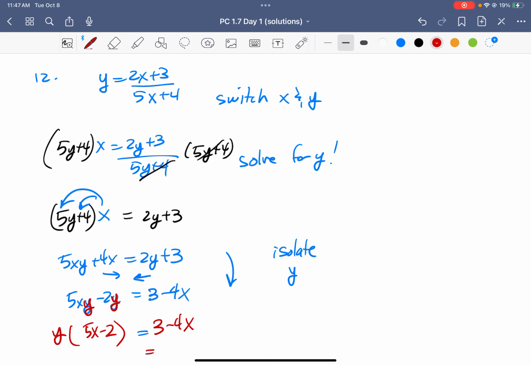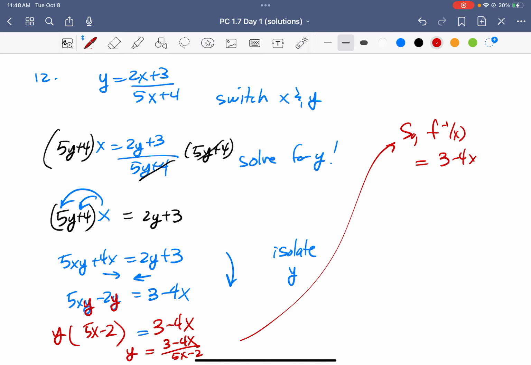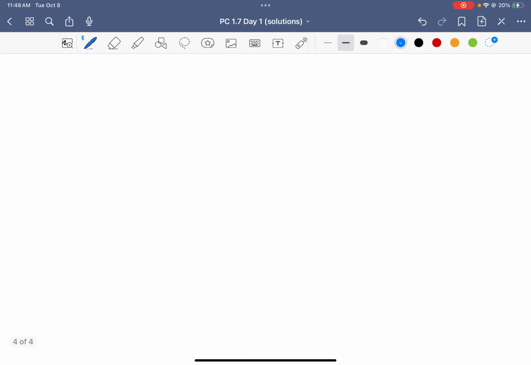And why is that great? Because now I can just divide. And I get this divided by this is our inverse. So f inverse is just equal to 3 minus 4x over 5x minus 2. So that's 12.